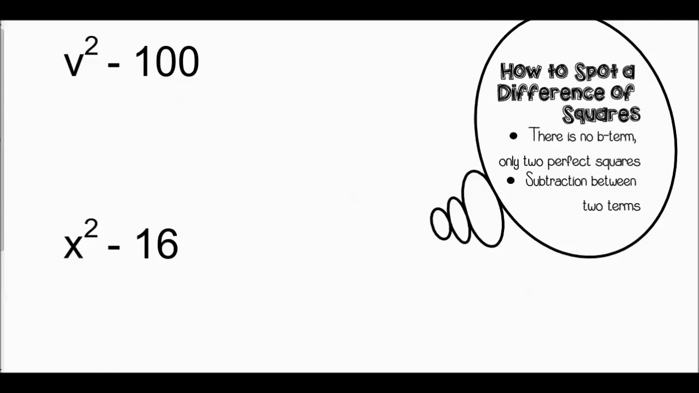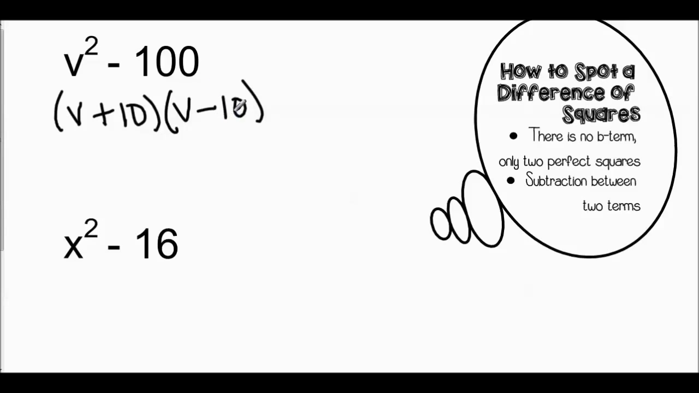Let's practice this. So we have our hints here of how to spot this. There's no b term here, only two perfect squares. So that is going to be v plus 10 times v minus 10. They have to be different signs because it's a difference of two squares. 10 times negative 10 is negative 100.